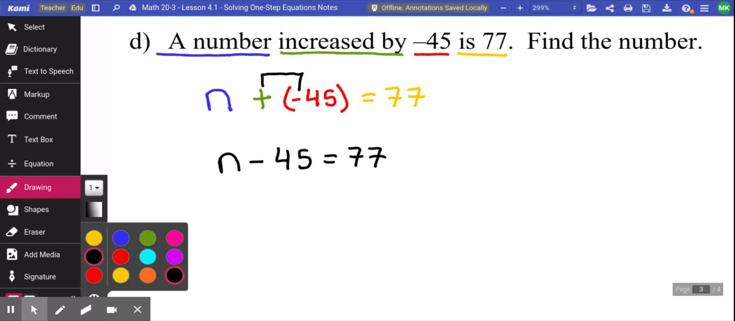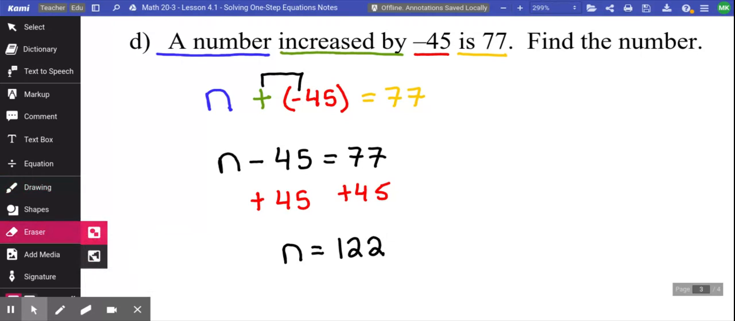We then can do opposite operations. The opposite of subtraction is addition. We're going to add 45 to both sides. That gives me n equals, oh no, 122? I lied. What is it? 152. No, it's 122?